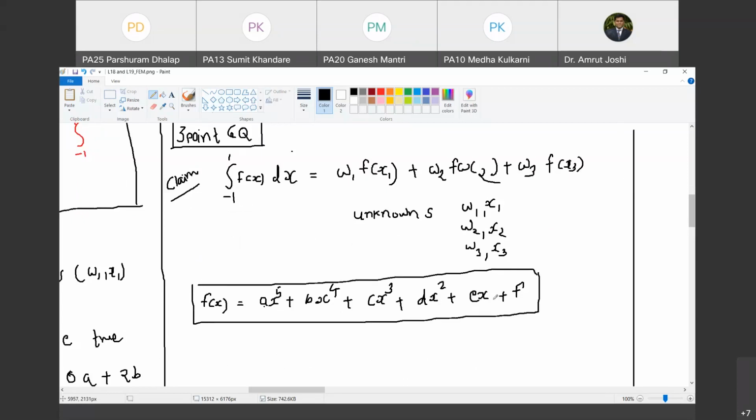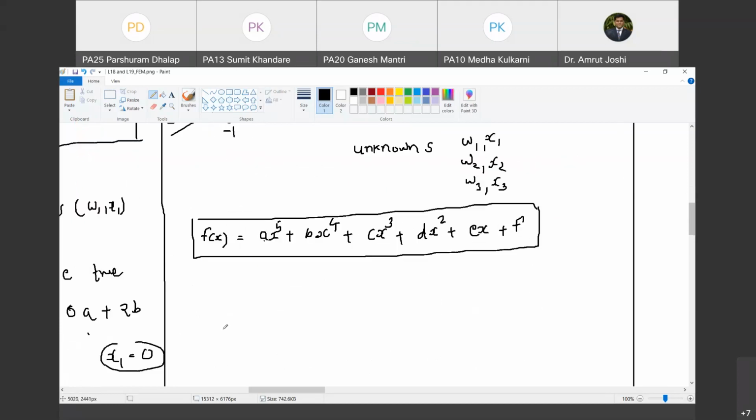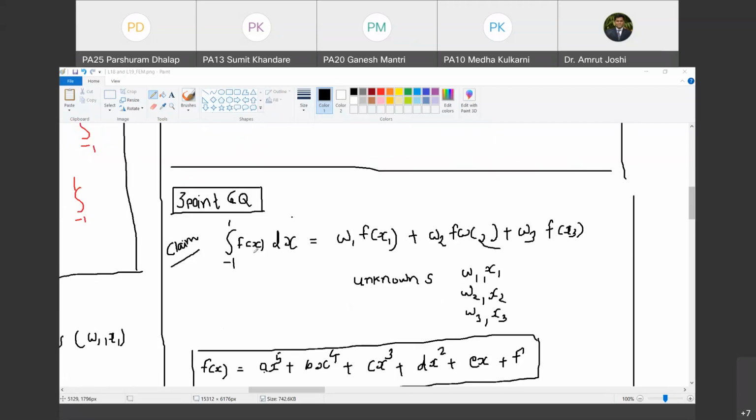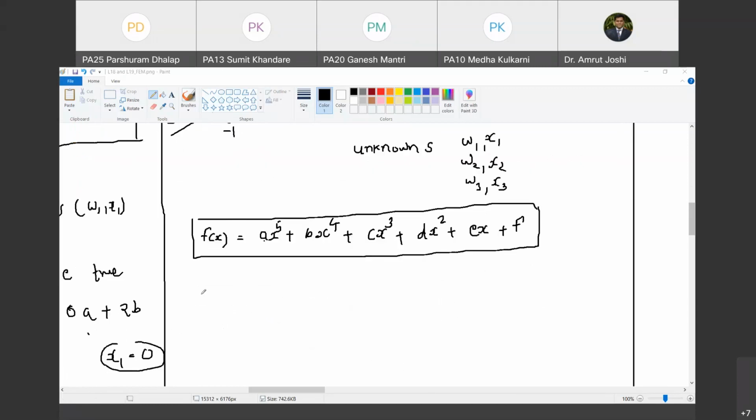So let us establish that claim. So what is the procedure? Now I am going to tell you the procedure. We are not going to solve the equations. However, let us go through the procedure. So what does the claim say? The claim says that it's integration from -1 to 1 of f of x dx. Can we integrate it from -1 to 1? Tell me. Yes, sir. Yes, integration is easy.